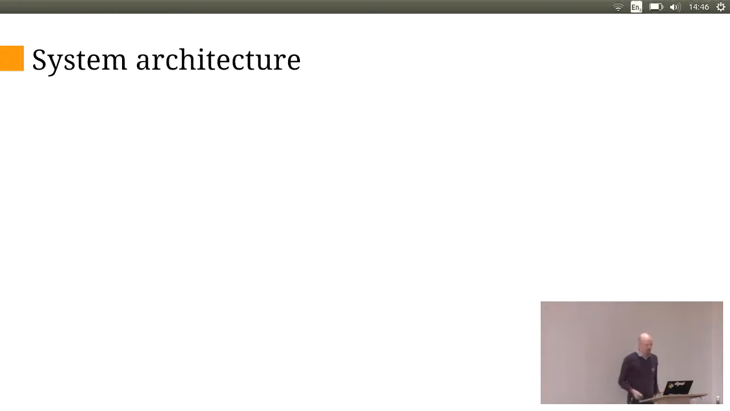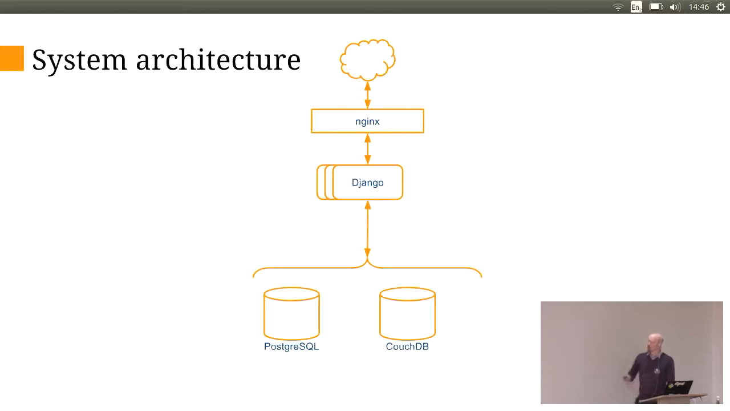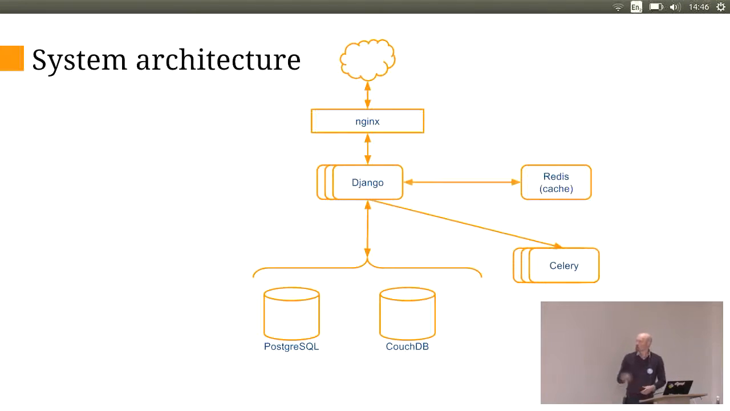So what is our architecture? We've got a pretty standard Python architecture. We use Django workers with Nginx for proxy and that kind of thing. We use two databases, Postgres and a NoSQL JSON document store called CouchDB. CouchDB is actually our primary data store, and Postgres is a secondary data store. We use Celery and Redis for caching and background processing.